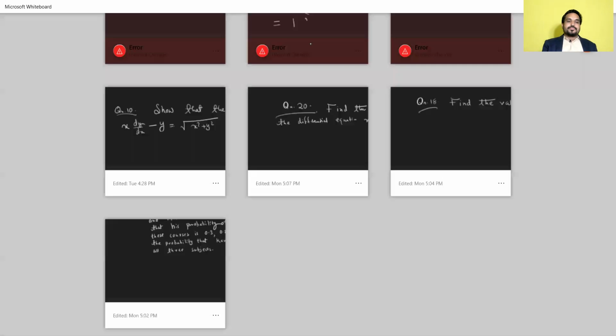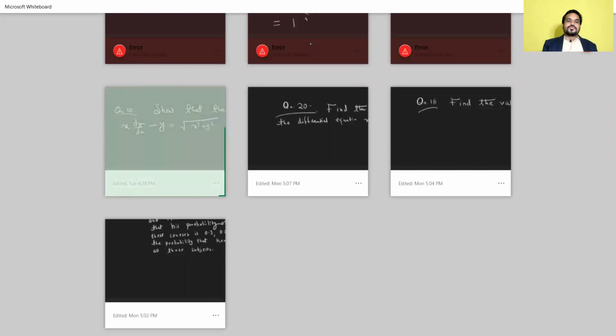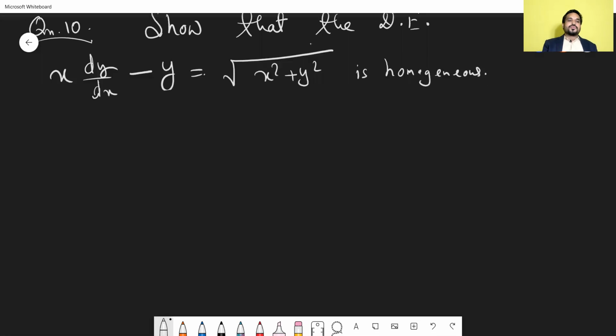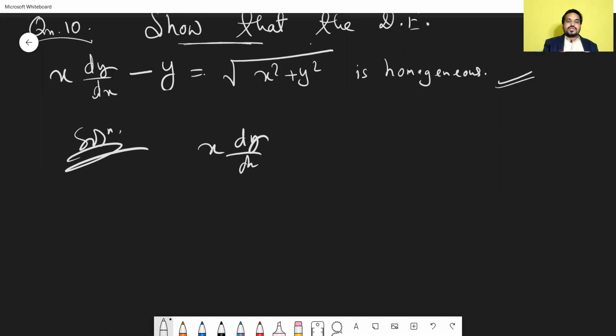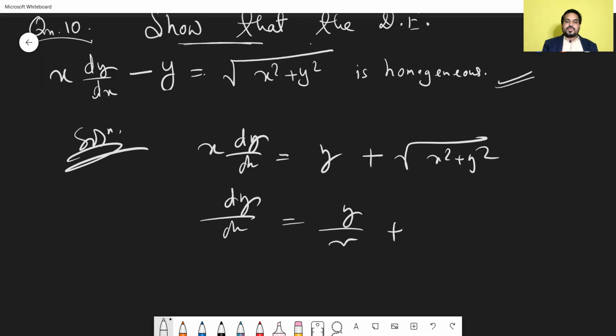Now we come to question number 10, which is also from differential equations. Show that the differential equation x dy/dx minus y equals root of x square plus y square is homogeneous. How do we show whether a differential equation is homogeneous or not? Here it is obviously homogeneous because the question says show that. So x dy/dx is equal to y plus square root of x square plus y square. So dy/dx is equal to y by x plus root over x square plus y square divided by x.